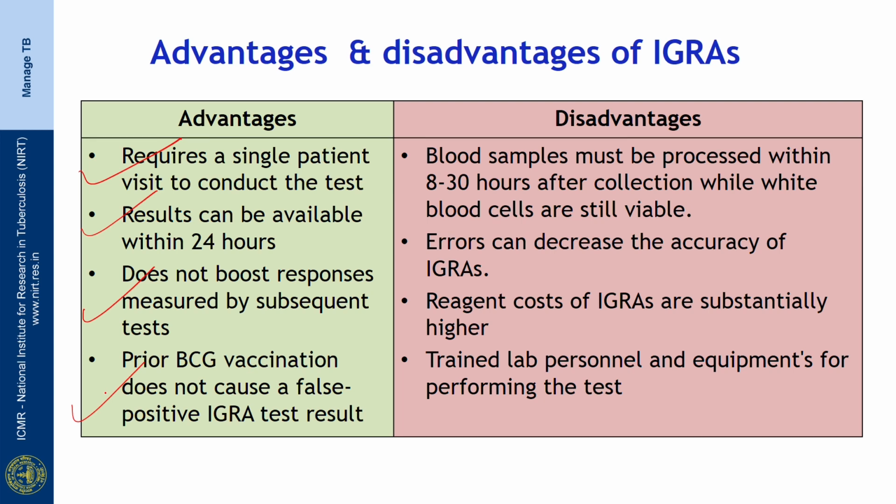The disadvantages include that the blood samples must be processed within 8 to 10 hours after collection while the white blood cells are still viable. Errors can decrease the accuracy of IGRA. The reagent costs of IGRAs are substantially higher, and trained lab personnel and equipment are required for performing the test.